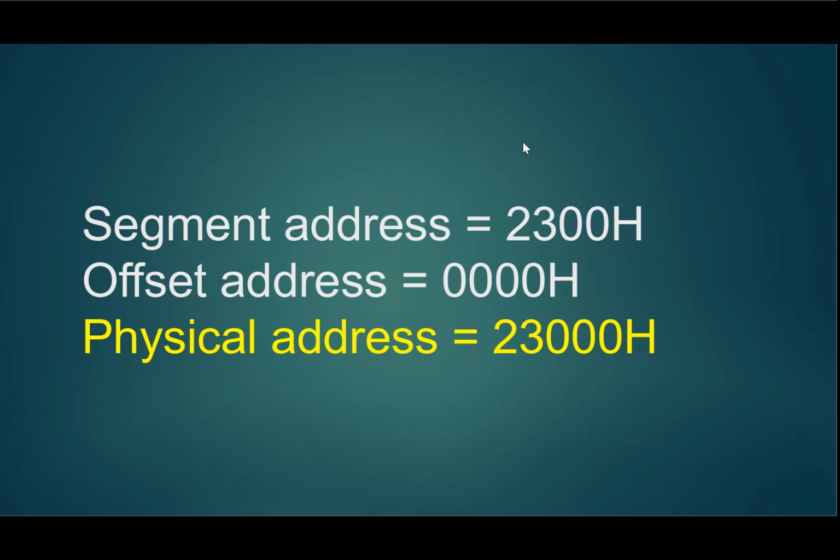Even if the segment address is 2300 and the offset address is 0000, the physical address will also be 23000. So even if the values of the offset and the segment address are different, the physical address is the same.